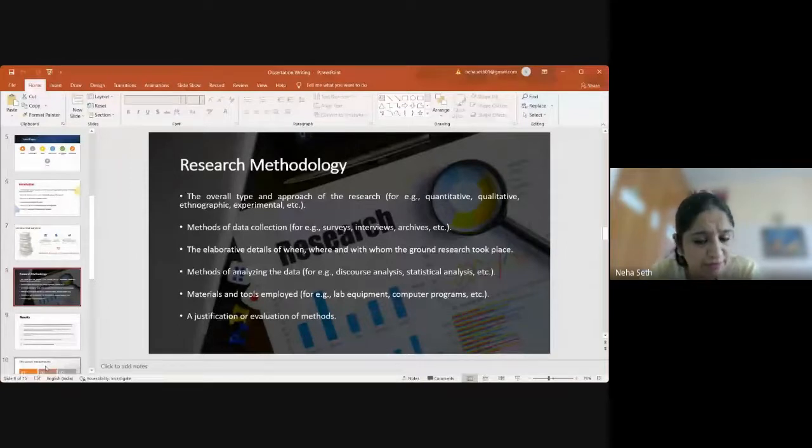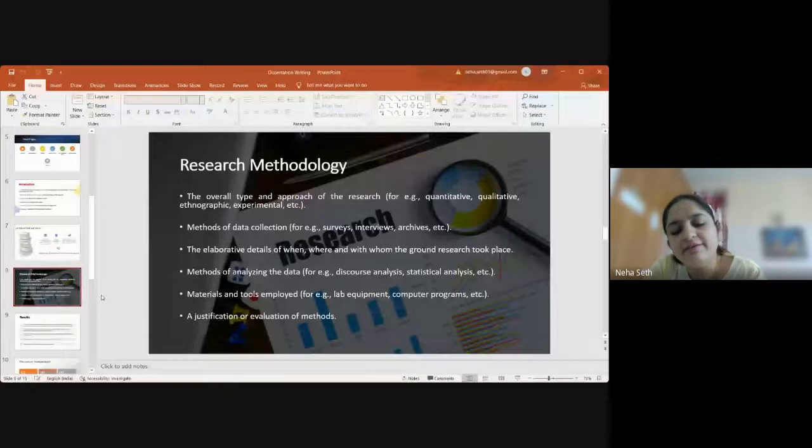If you are doing some experimental work, what lab equipment you have used? If you are doing some empirical work, what kind of computer programs you may be using? I'm presuming that most of us are from a social science background, so we all know or might have used SPSS in our research. Or some of you might have used EViews also for your research. So what kind of programs or software are we using for the purpose of analysis?